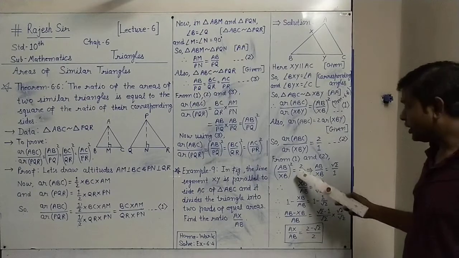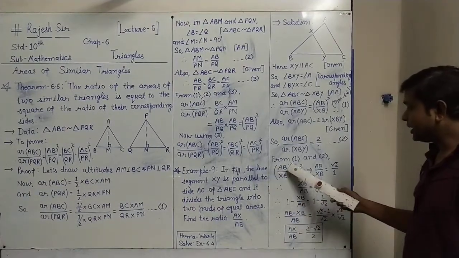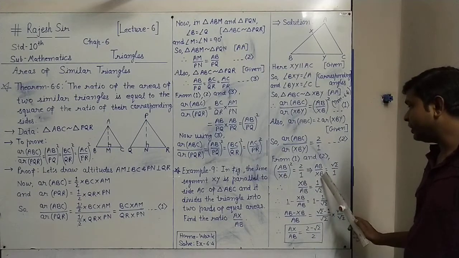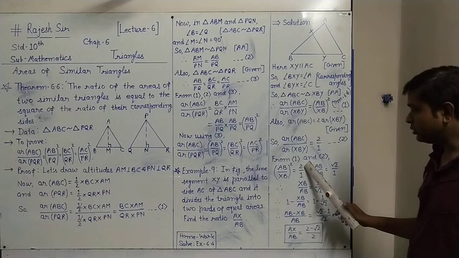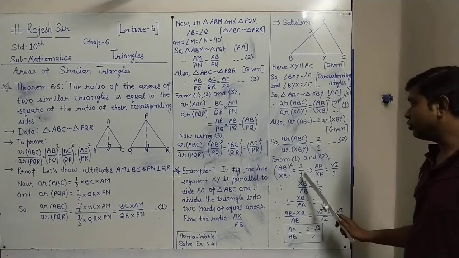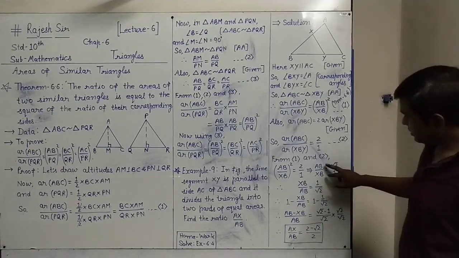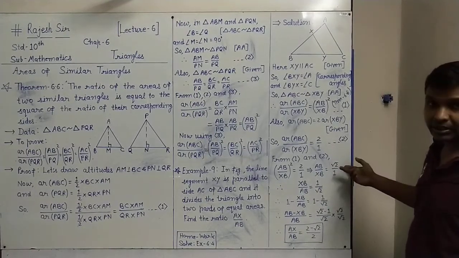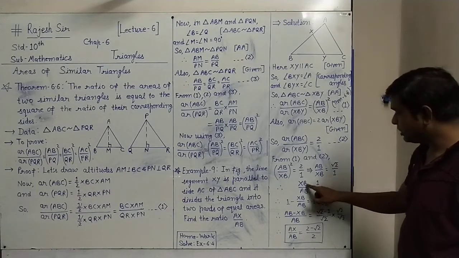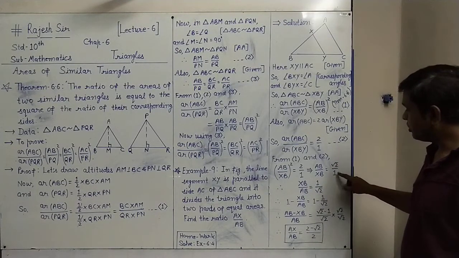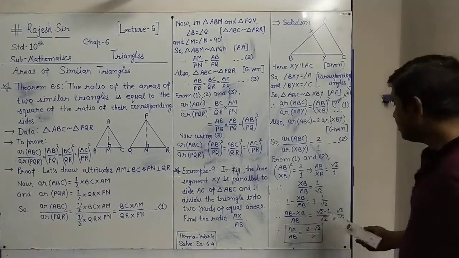Now to remove the square, on both sides we have to take the square root. If we take the square root on this side, this square will be cancelled. So AB upon XB equals, if you take the square root, root 2, and the square root of 1 will be 1 as it is. Now we have to invert on both sides. Take the inverse on both sides. So AB upon XB becomes XB upon AB, and root 2 upon 1 becomes 1 upon root 2. Invert it.